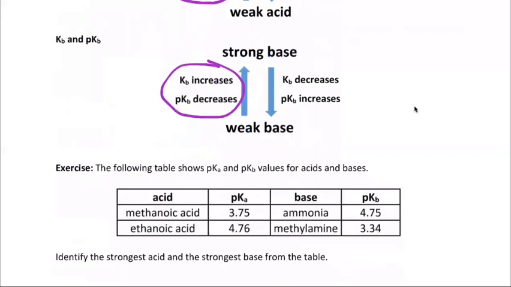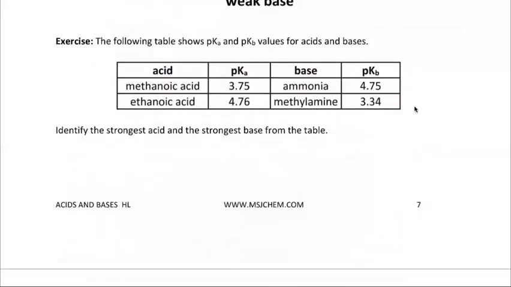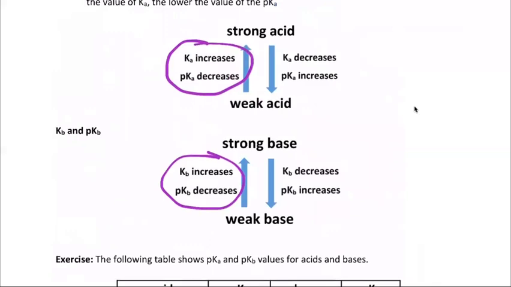So if you're given values, which is what you're doing on this exercise, there are 2 acids and 2 bases, and they want you to identify which is the strongest acid and strongest base from the table based on the pKa values they give you. And so again, you just have to remember the concept up here of how things are related.